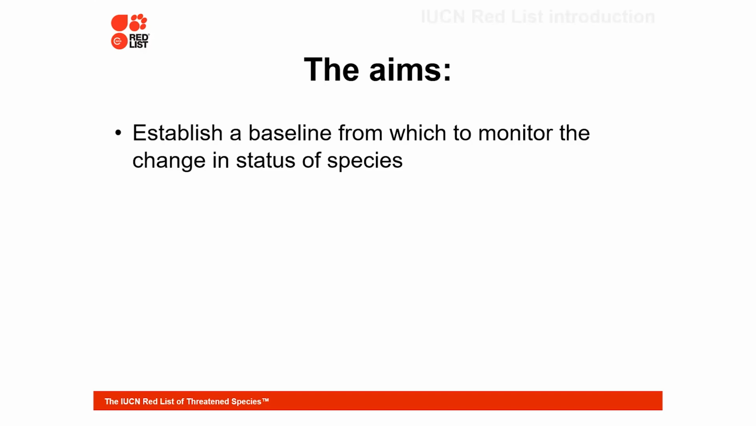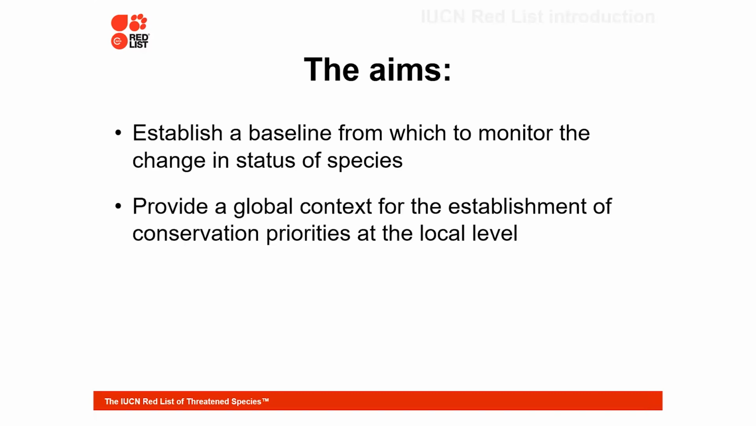To achieve this goal, the IUCN Red List aims to establish a baseline on which to monitor the change in status of species, to provide a global context for the establishment of conservation priorities at the local level, and to monitor on a continuing basis the status of a representative selection of species that cover all major ecosystems of the world.